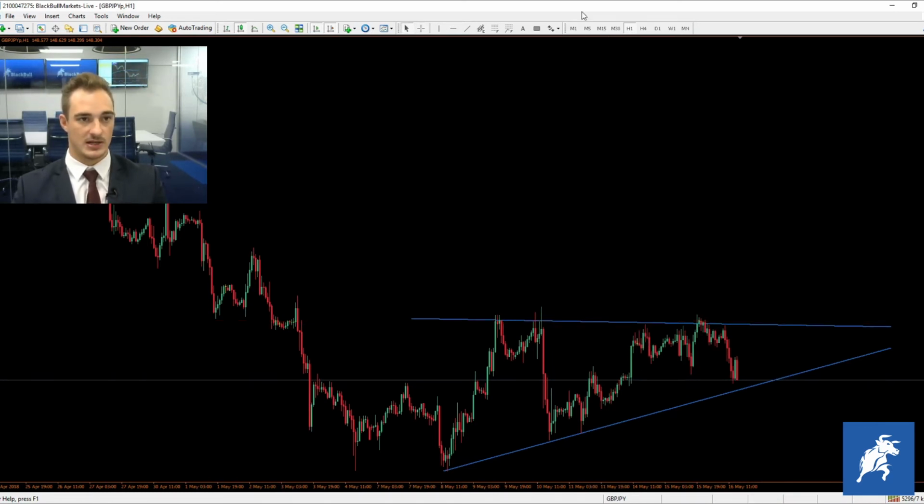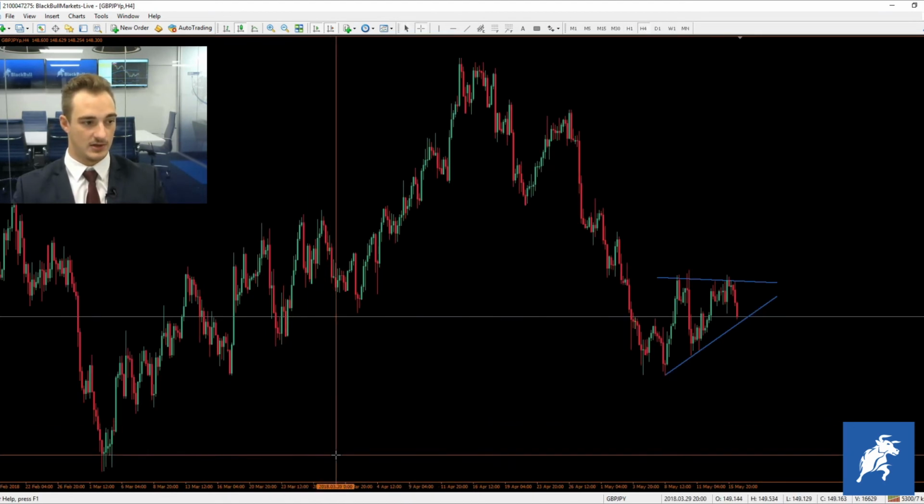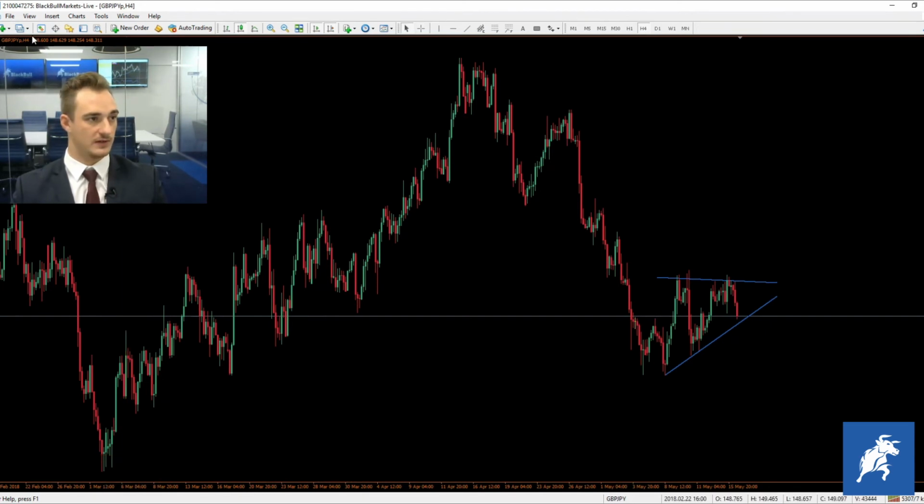We can look to the upside, or even if it does break down to the downside, we can look for a further move down to maybe forming a support level over here on the 145 level.